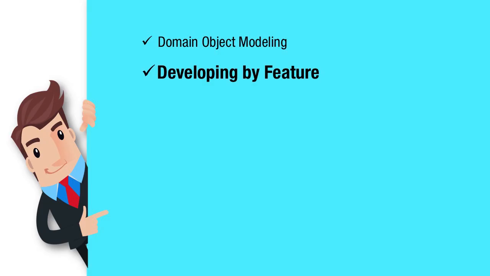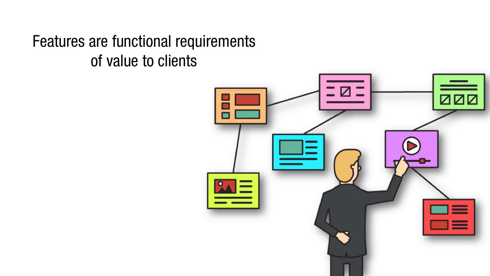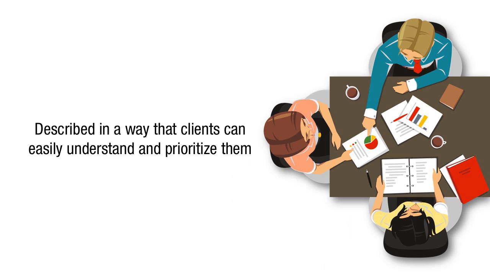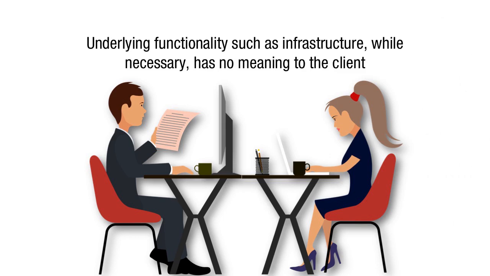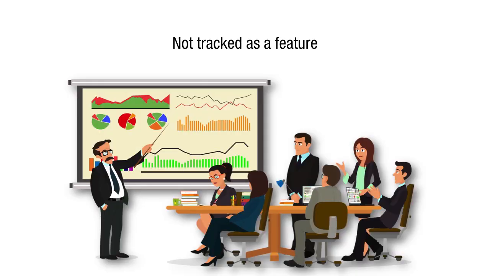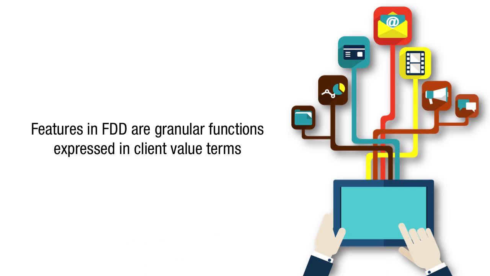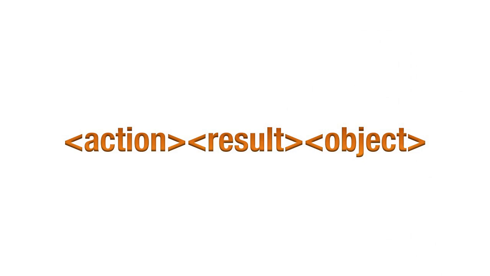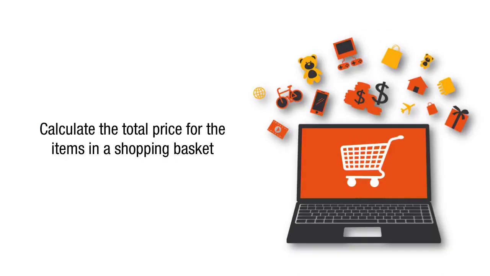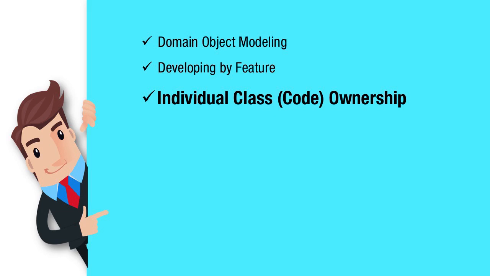Developing by feature. Features are functional requirements of value to clients. They are described in a way that clients can easily understand and prioritize them. Underlying functionality, such as infrastructure, while necessary, has no meaning to the client and is therefore not tracked as a feature. Features in FDD are granular functions expressed in client value terms using the following format. Example: calculate the total price for the items in a shopping basket.